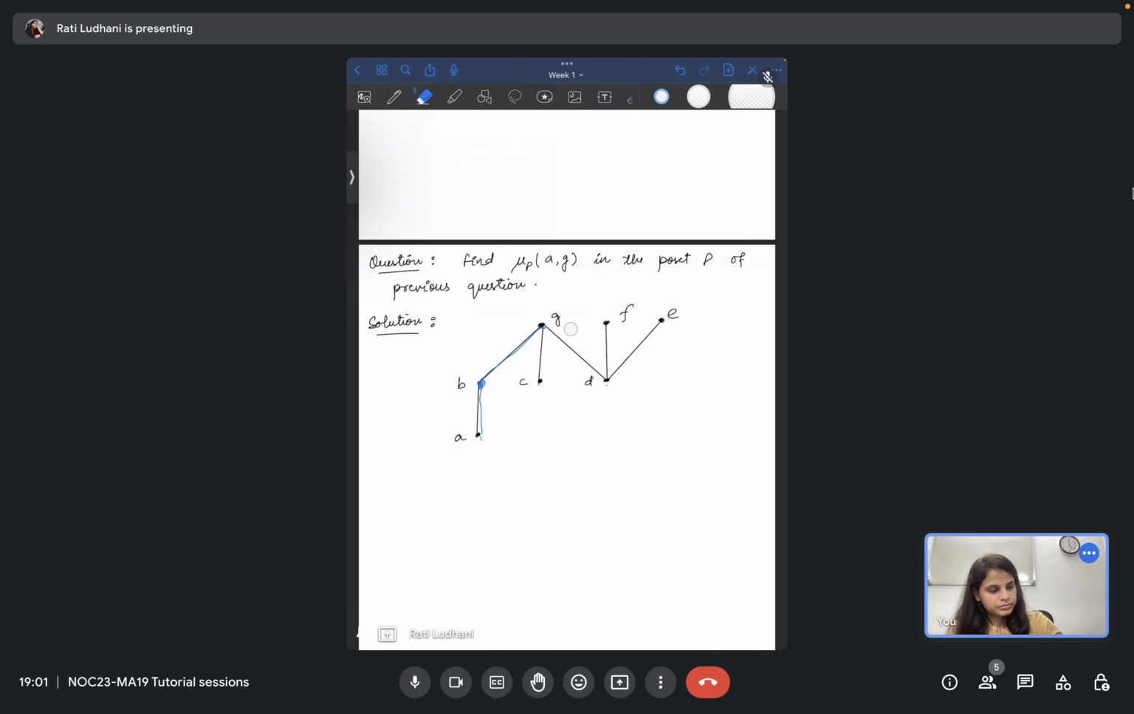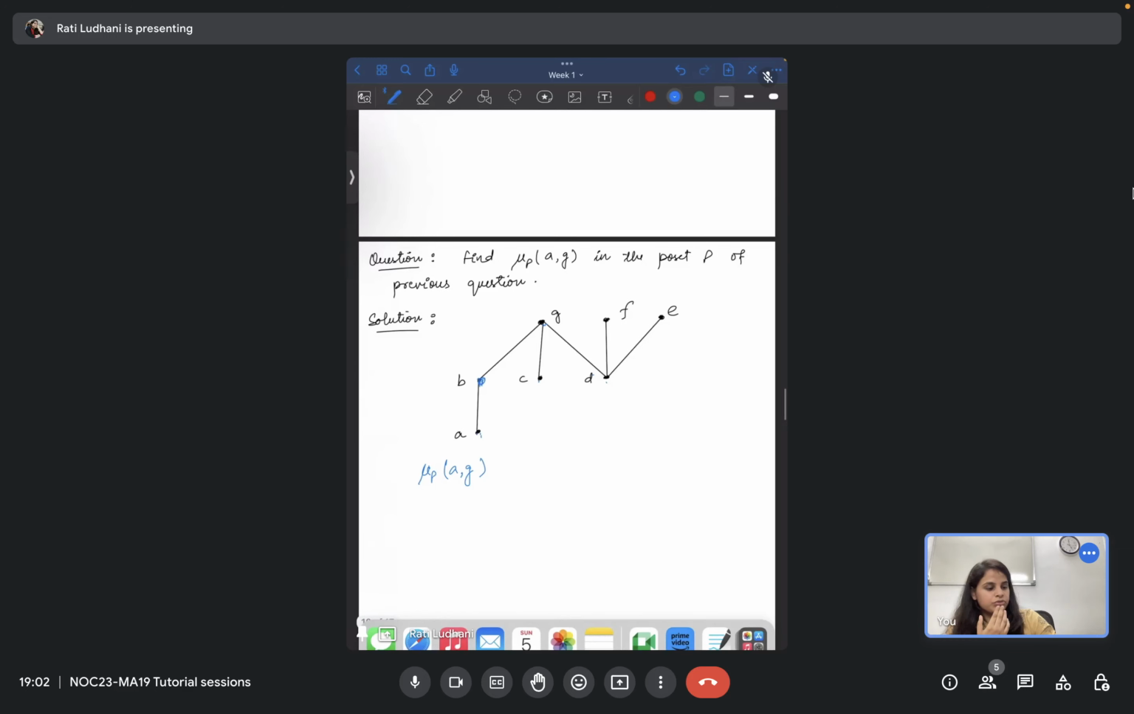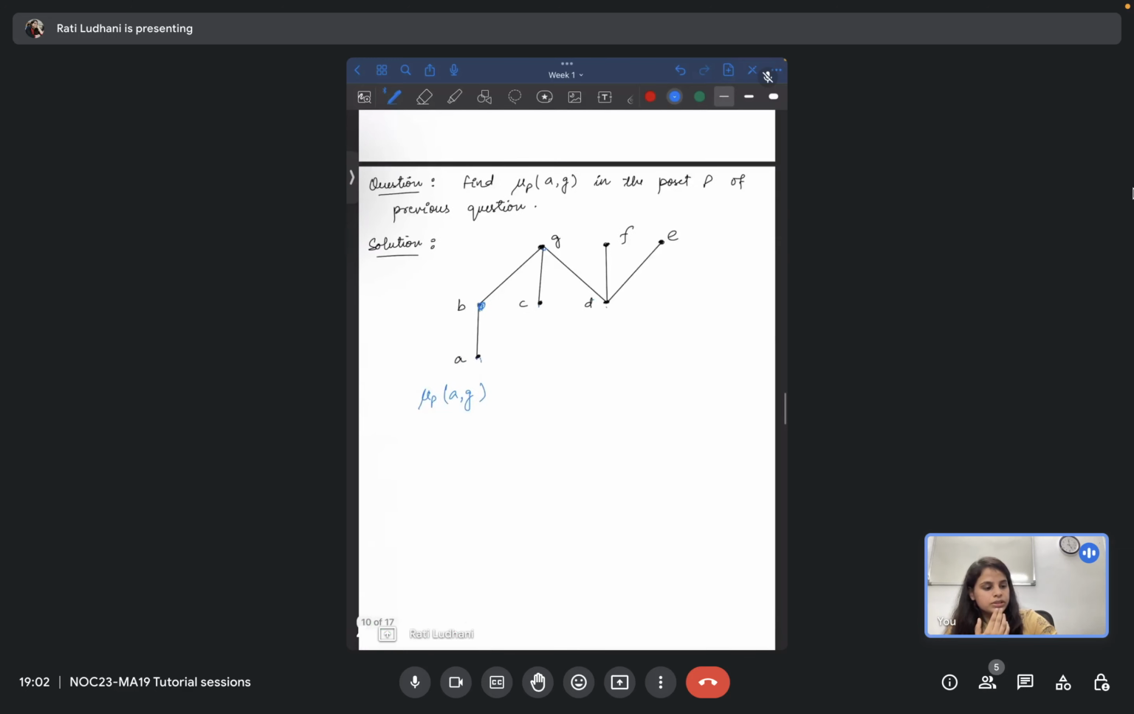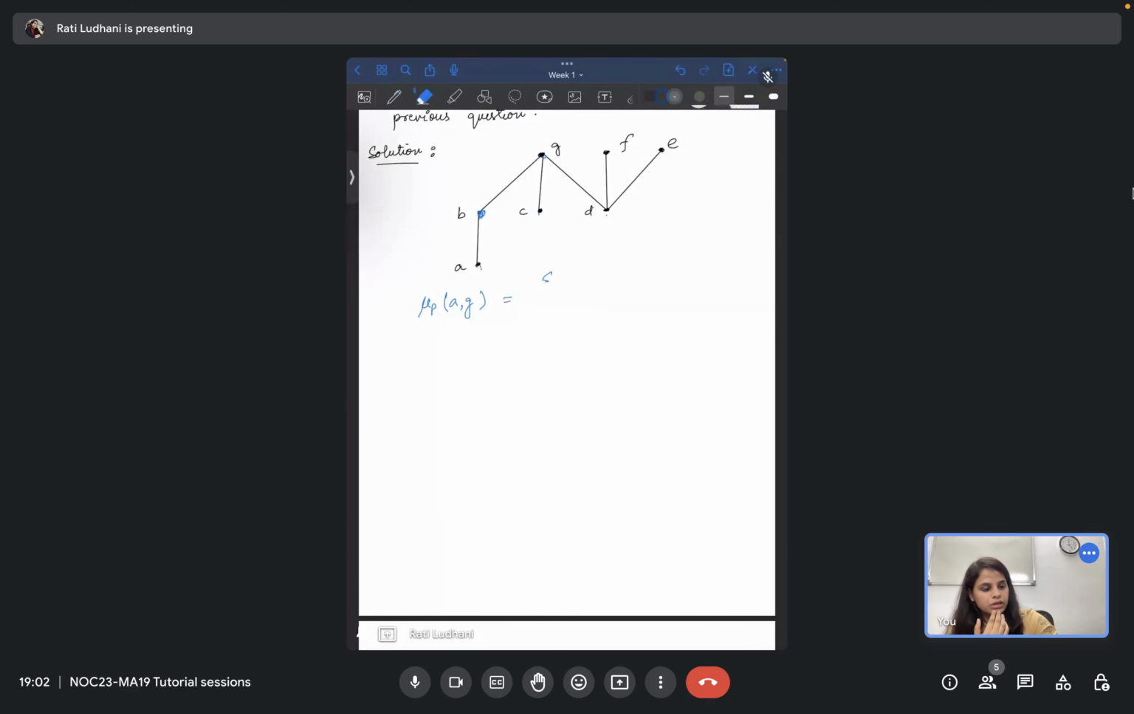Okay, so what has been asked is the Mobius function of a comma g in the poset. So this has been asked. From the definition, what do you know about this? I'll write it in general: the Mobius function of x and y is equal to 1 if x is equal to y.